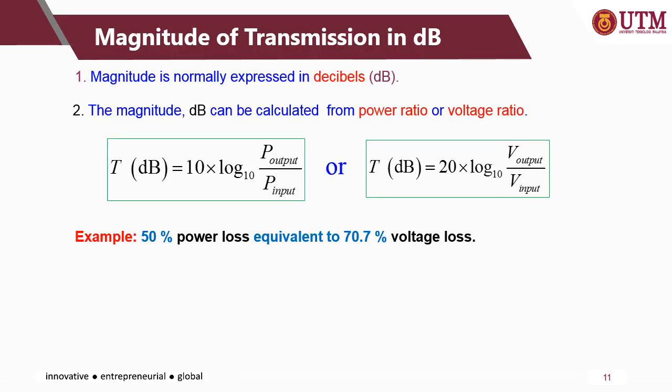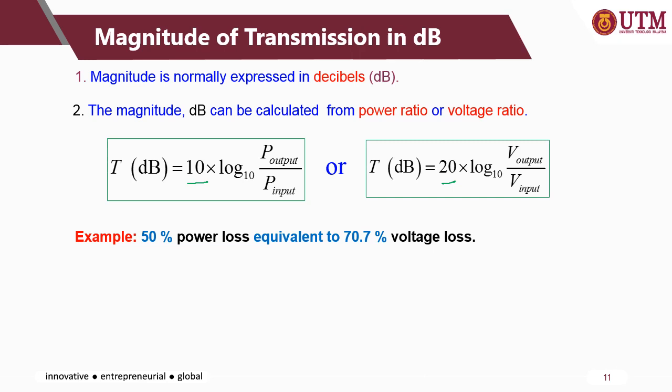Okay, next is the magnitude of transmission, the calculation of magnitude of transmission in dB. As usual, the magnitude of transmission or the power transmission is usually expressed in decibels. The magnitude can be calculated by using either the power or the voltage ratio. If you are using the power ratio, you should remember that you need to use 10 log 10 of P output over input. Or if you use the voltage ratio, you need to make sure that you use 20 log 10 of V output, the voltage output, divided by the input voltage.